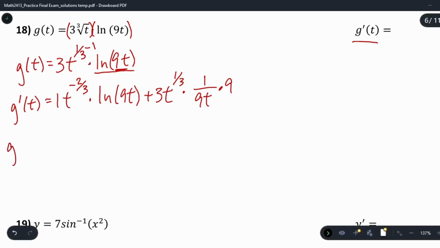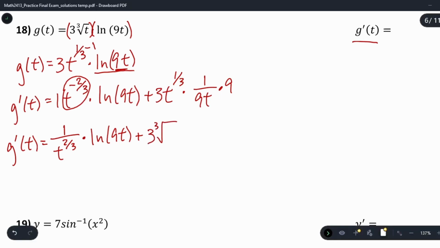And then a couple of steps of simplification are in order. Making this negative exponent positive means we're going to put it in the bottom. That's going to be 1 over t to the 2/3 times natural log of 9t, plus, I'm going to put this back into radical form, 3 cube root of t, and these 9's will cancel, multiplied by 1 over t.